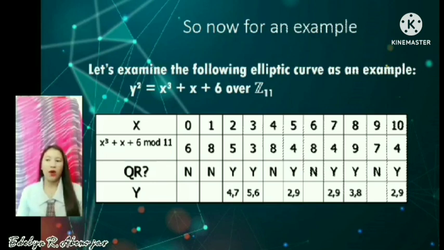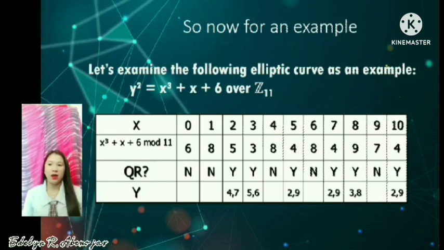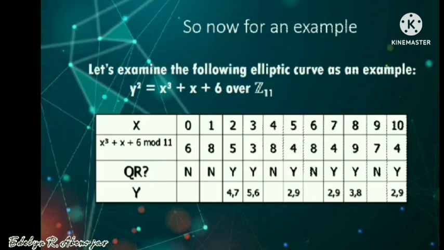What is the QR, the quadratic residue? So we have N, N, Y, Y, N, Y, N, Y, Y, N, Y. And the y elements are: for x = 2 we have 4, 7; for x = 3 we have 5, 6; for x = 5 we have 2, 9; for x = 7 we have 2, 9 also; for x = 8 we have 3, 8; and for x = 10 we have 2, 9.